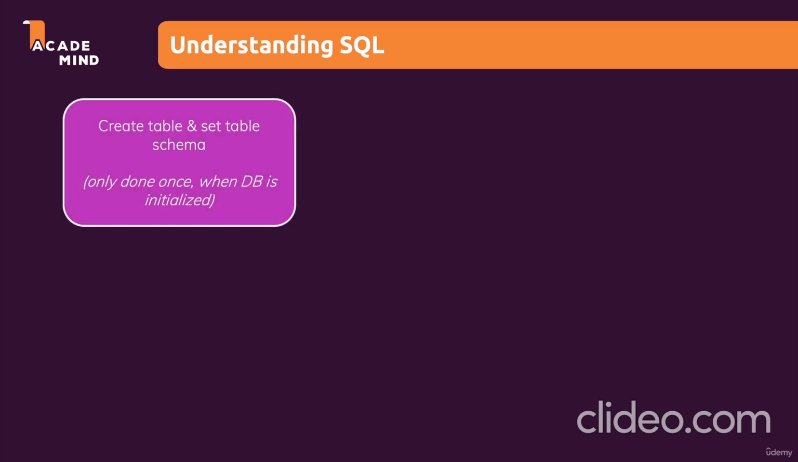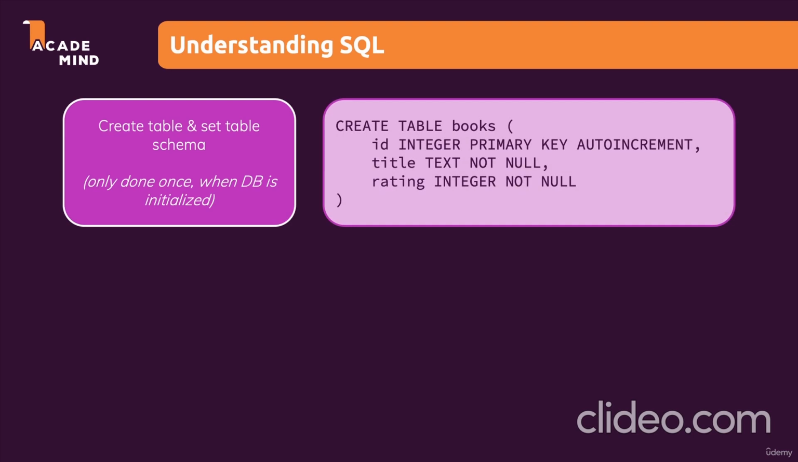For example, we can then create tables and set the table schema, so the structure of that table, with a command like this. That's how the SQL syntax looks like. And this is a command we could run initially when we're getting started with our website to set up the database structure. To add a new table named books in this case, which has 3 columns, an ID, a title, and a rating column, where we then also assign certain value types and settings to those columns.